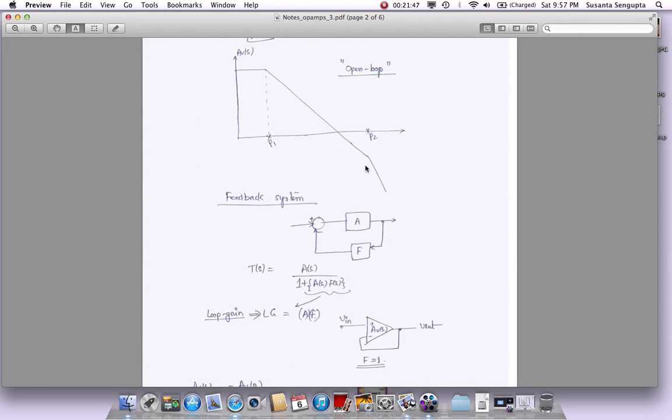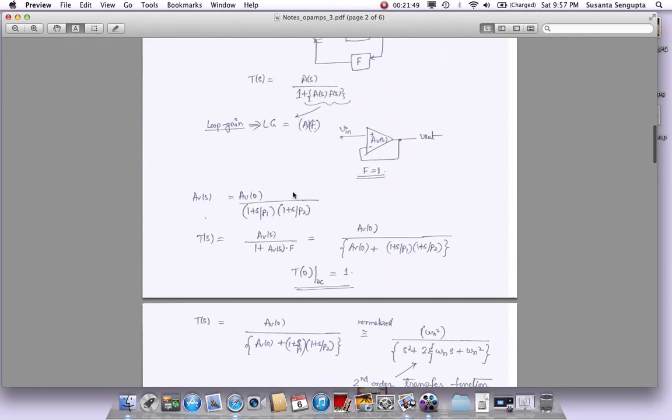So this is the plot we have been looking at, but if you want to write an equation for it, it would be something like A_V0, that gives you the DC gain, and here are the two poles, P1 and P2, right? Now from here, if this is the open loop transfer function, we want to derive the closed loop transfer function. What will be the closed loop transfer function?